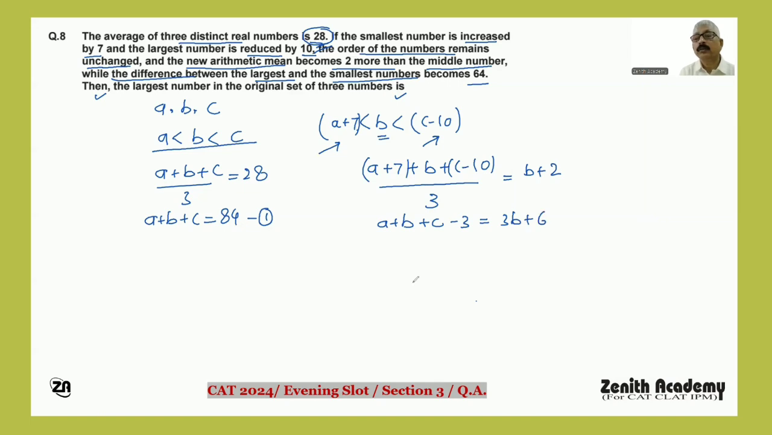plus 6. Look here, A plus B plus C you can take from here. It is 84. 84 minus 3 is equal to 3B plus 6. 84 minus 3 is 81, right? 81 minus 6 is equal to 3B. 81 minus 6 is 75. 75 by 3, so B is coming 25. Now the value of B is okay.